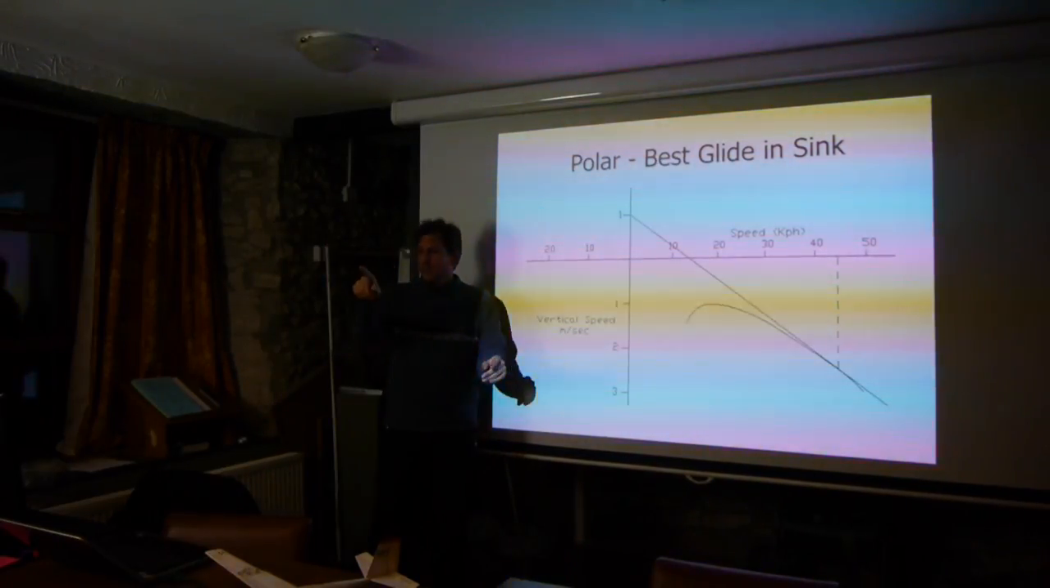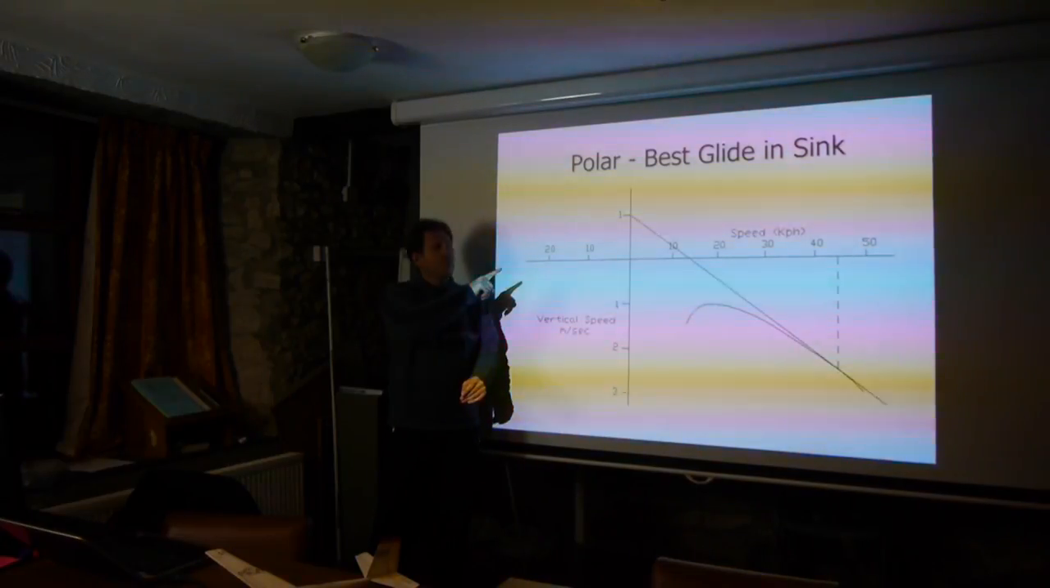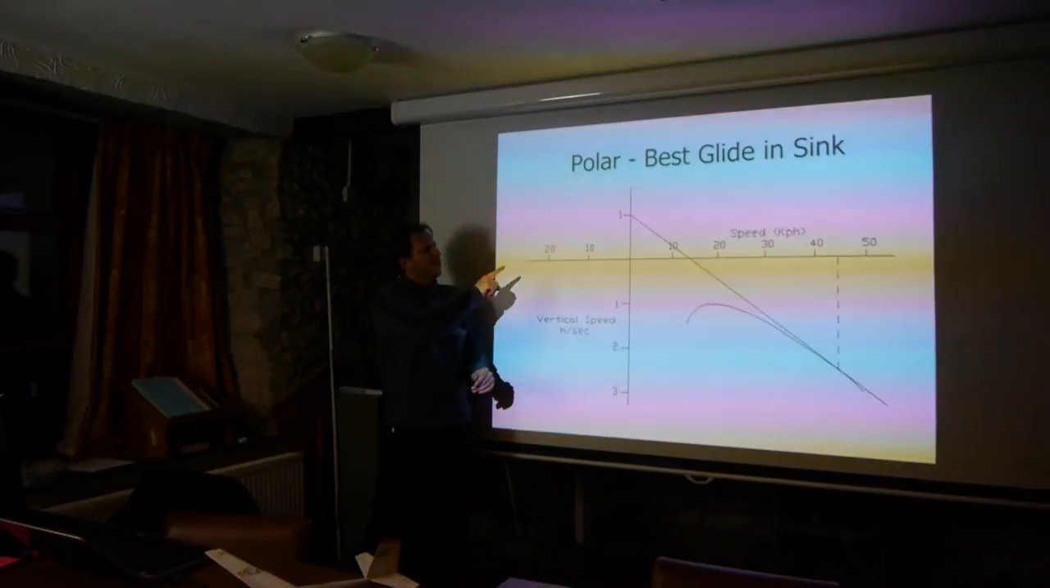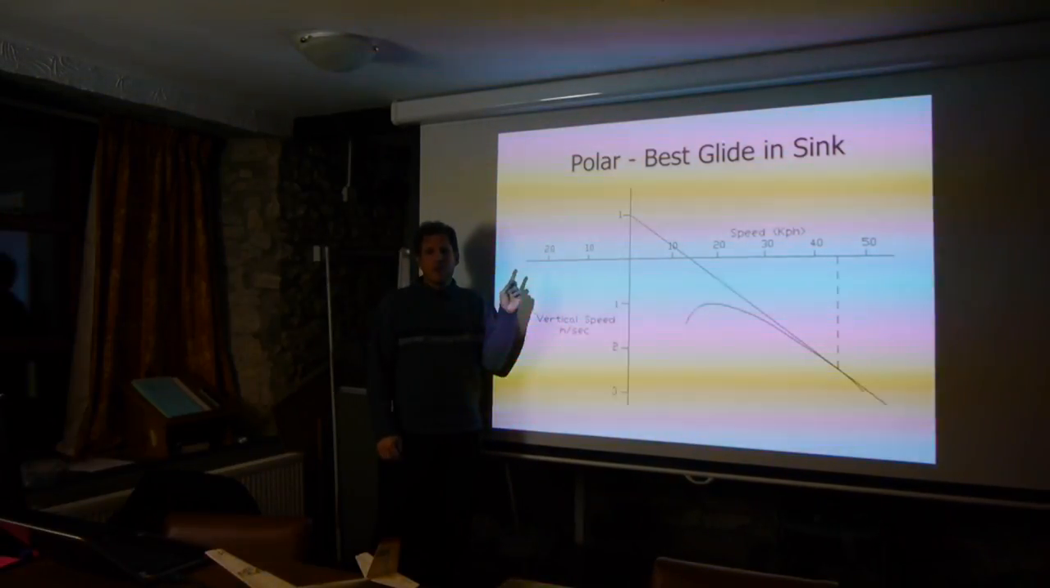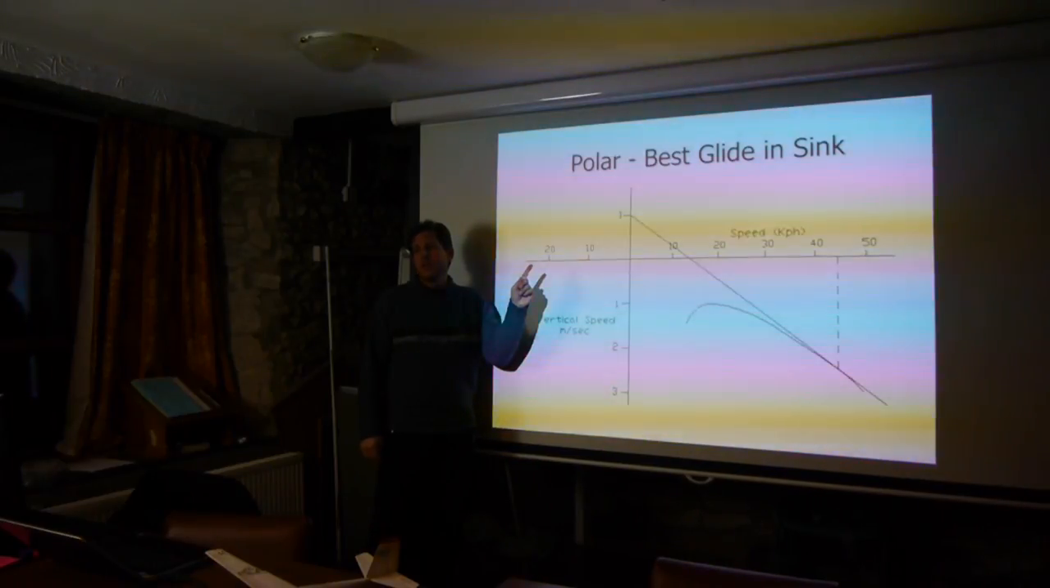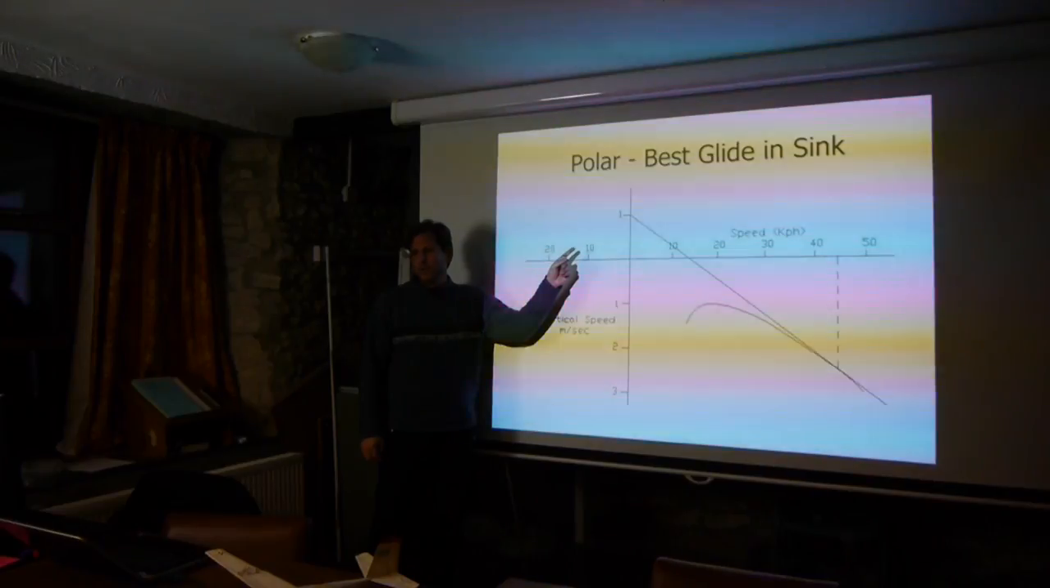Okay. Good question. If you were flying in sinking air of 1 meter per second with a 10k tailwind, where would you point your line?